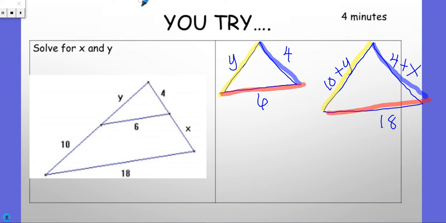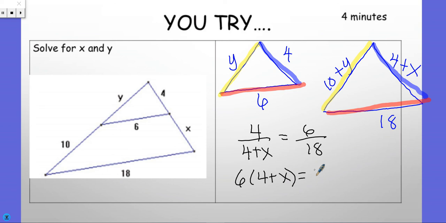So decide which variable you want to solve for first. I am going to go for X first, only because it seems simpler, but you make the choice. It's your decision. I'm going to say 4 over 4 plus X equals 6 over 18. All right. And then I'm going to say 6 times 4 plus X equals 18 times 4. Draw my line down the middle. 24 plus 6X equals 18 times 4.